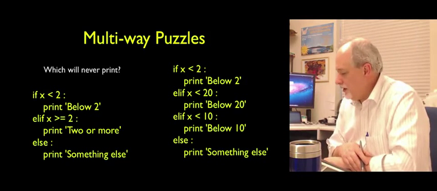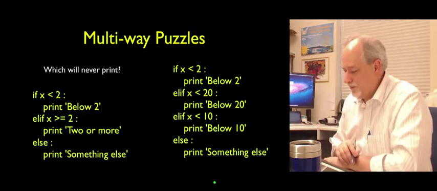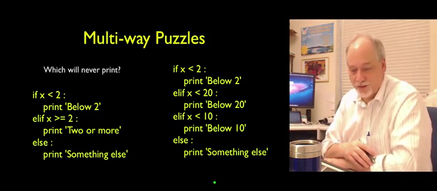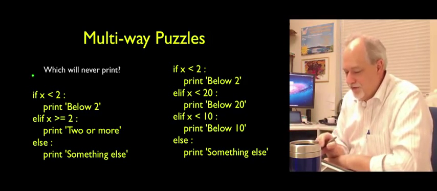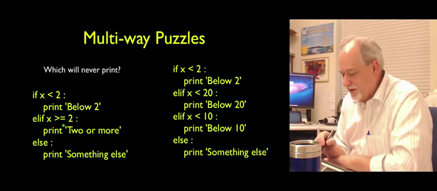So, in the first one, which will never print. Well, we're looking for kind of a value for x, which will be defective. So if x is less than 2, we're going to do this. Else, if x is greater than or equal to 2, we're going to do this. Else, we'll do that. Well, here's the problem with this one.